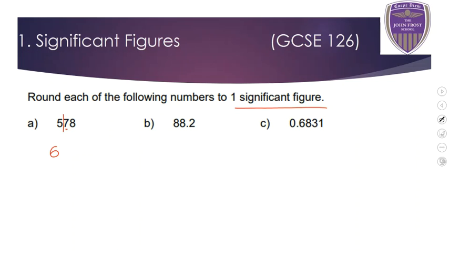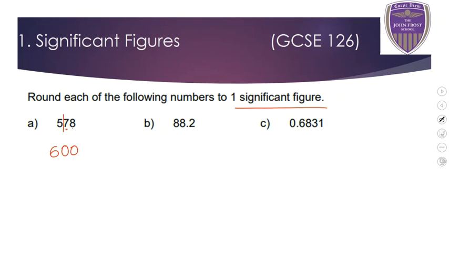Okay, and the slight difference then when doing significant figures is any gaps that you've got left. Basically, after I've drawn a line, there are 2 digits here, the 7 and the 8. Okay, you just replace those 2 digits with 2 zeros. Okay, so 578 to one significant figure is 600.